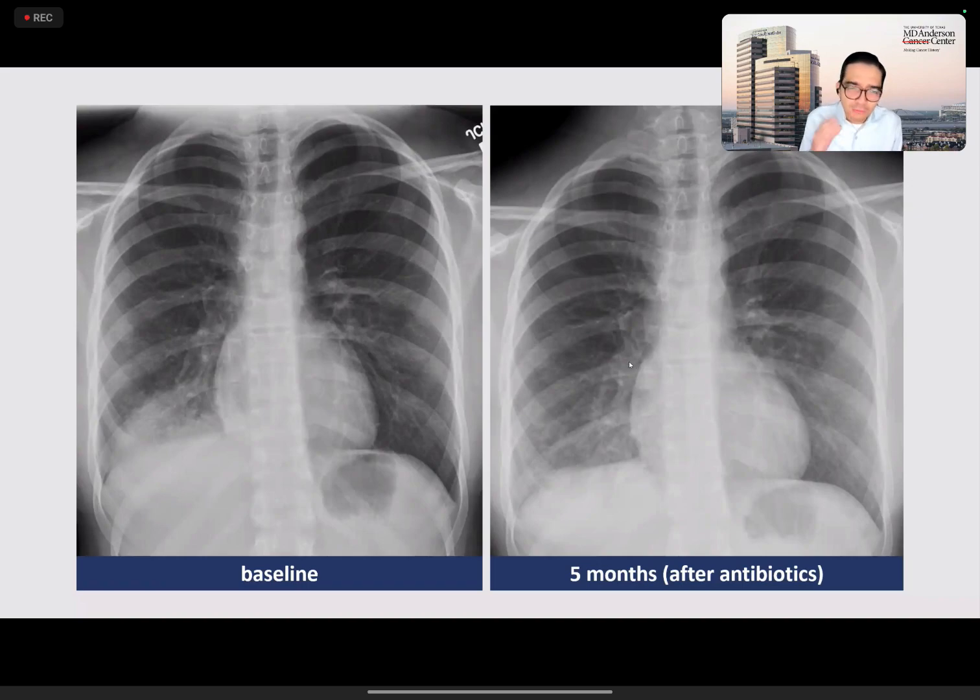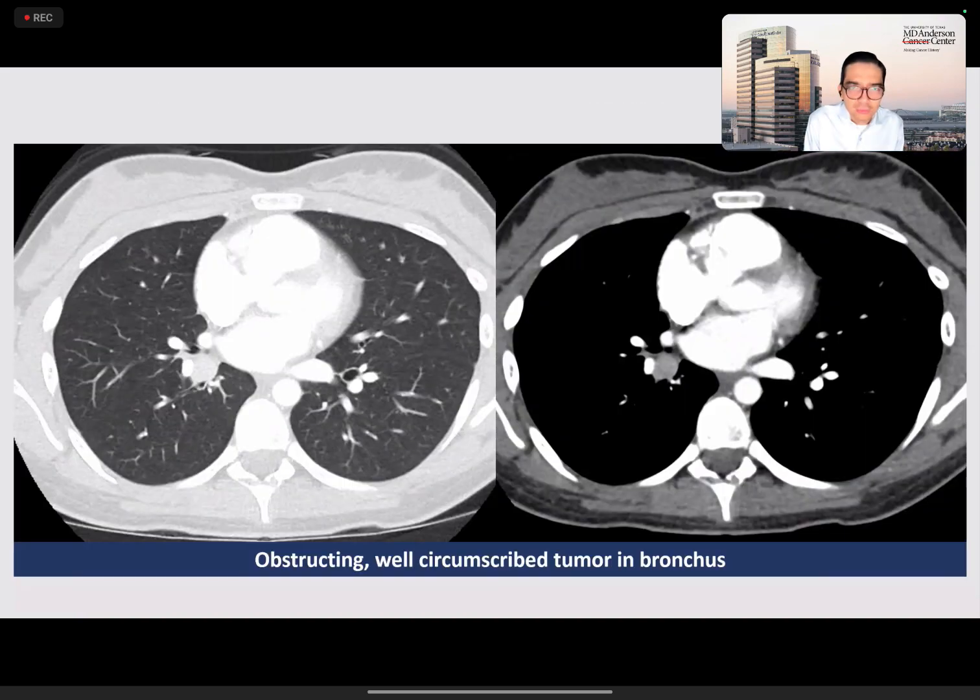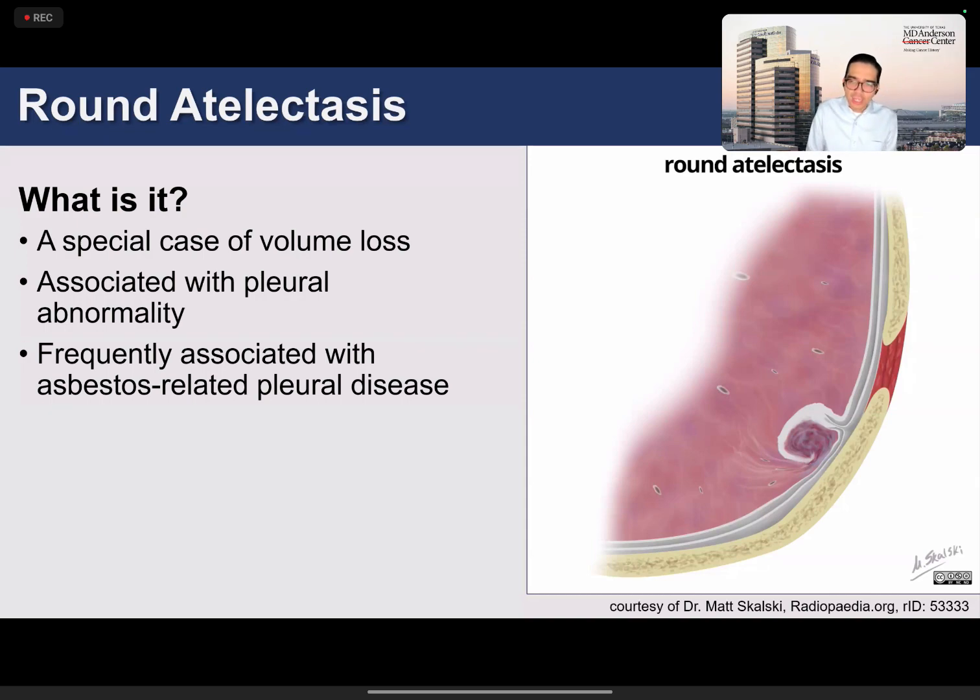So my take-home point for this particular study is that if a relatively young, otherwise healthy patient has a consolidation or a pneumonia in the exact same place on two separate studies, separated in time, then that should make you think that there might be an underlying structural abnormality, maybe a bronchostenosis or maybe an endobronchial tumor. And in this case, it was an endobronchial tumor from carcinoid. Okay, so that's atypical pneumonia.